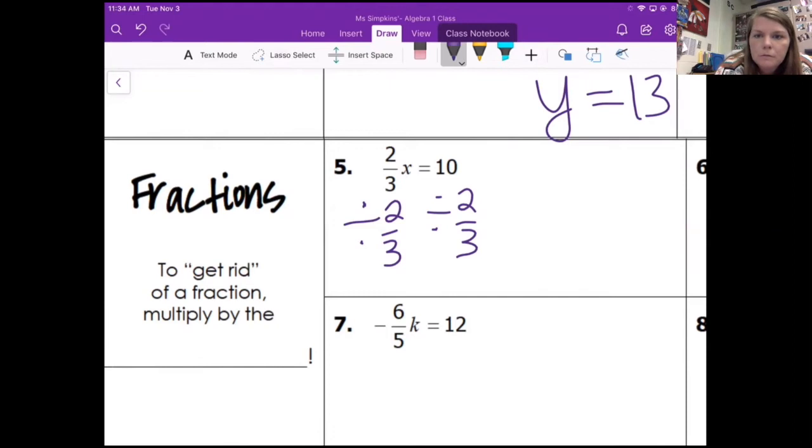What were the numbers? Say that again. We're doing number 5, so 10 divided by 2/3. Let me know if you don't get 15, and I can try and help you. Everybody in here, cool? Okay.